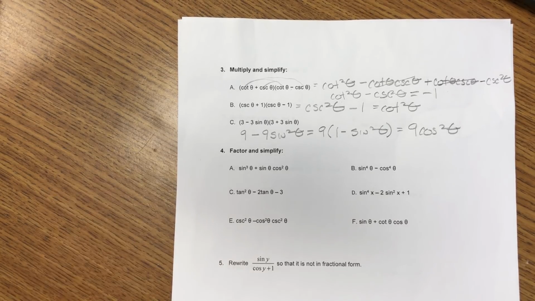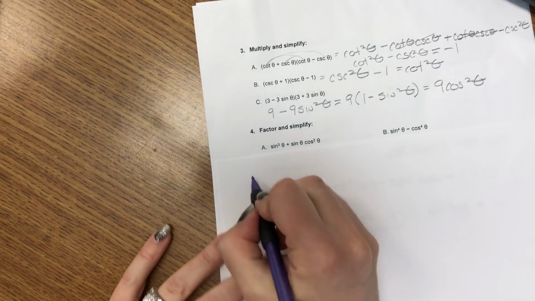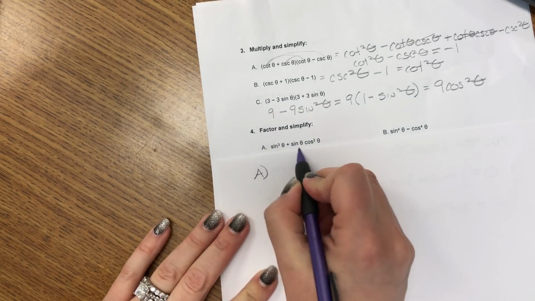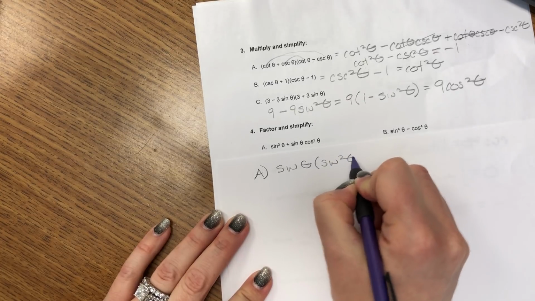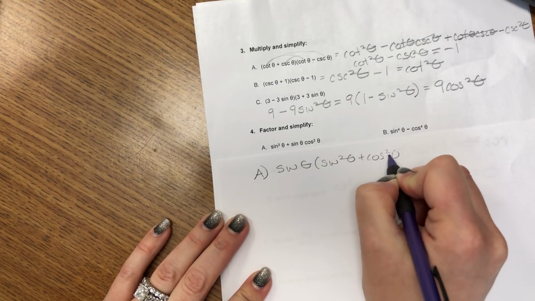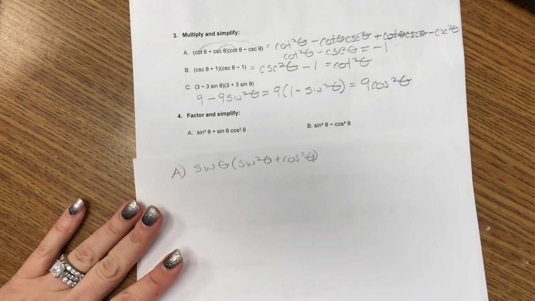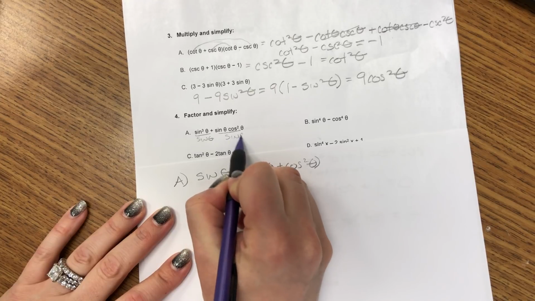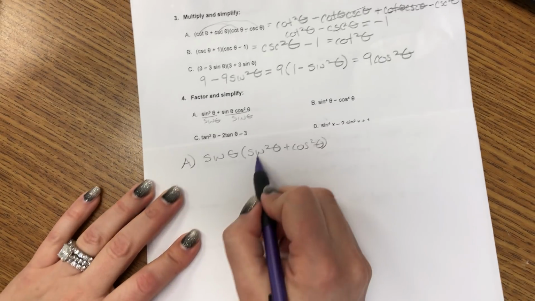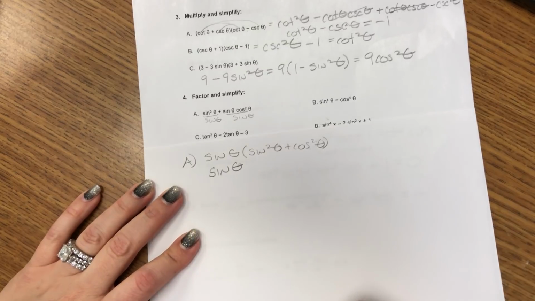Factor and simplify. Okay. In A, they share one sine that I will factor out, and I'm left with sine squared plus cosine squared. If you want, when you're factoring, you can think of that as dividing by the term you are factoring out. Then sine squared plus cosine squared is 1, so we get sine theta as our answer.